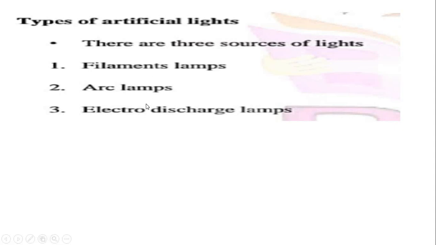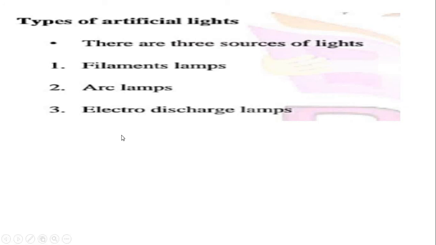Next one is arc lamps. These lamps produce light by burning carbon rods. These are used in cinema houses, I mean cinema theaters, either PVR or any other mall, and in projectors and places which require high power illumination. It requires high investment cost, and high maintenance cost also.